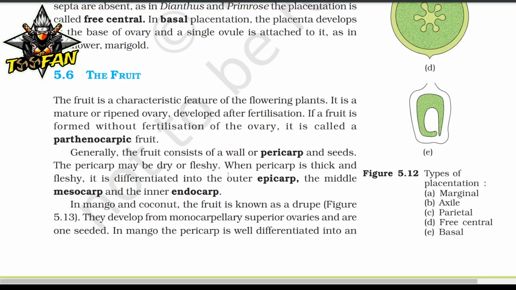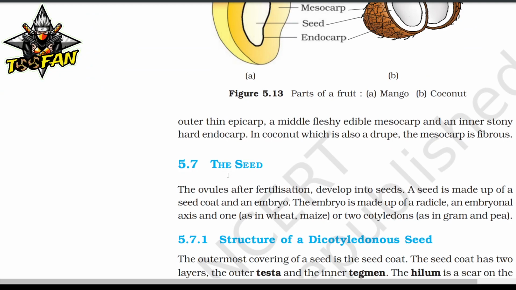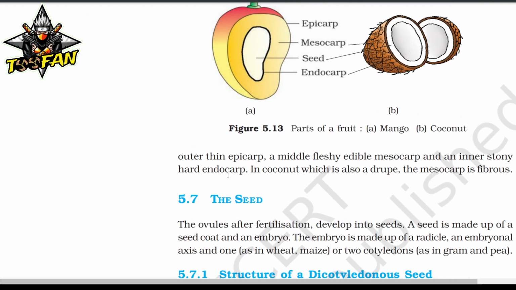In mango, the pericarp is well differentiated into an outer thin epicarp, the fleshy edible middle mesocarp, and inner stony hard endocarp. In coconut, which is also a drupe, the mesocarp is fibrous.